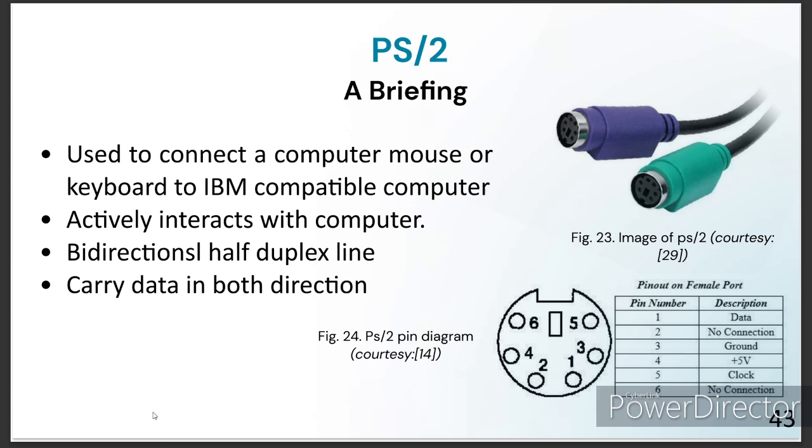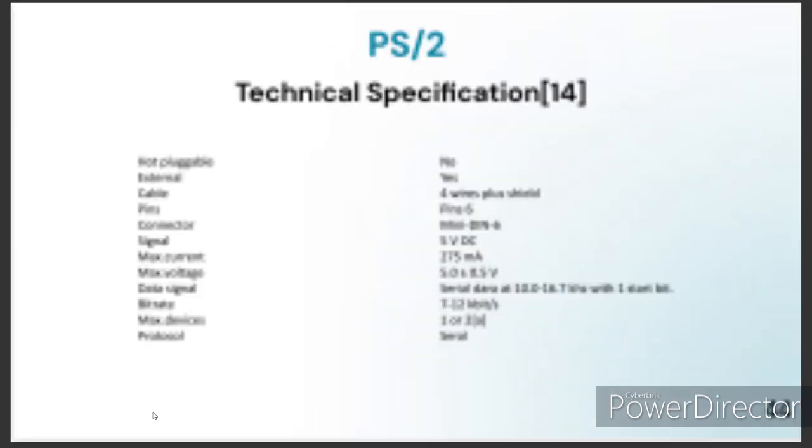This is the pin diagram of a PS/2. Pin 1 indicates data. Pin number 2 describes no connection. Pin number 3 describes ground. Pin number 4 describes plus 5 volt. Pin number 5 describes clock. Pin number 6 describes no connection.